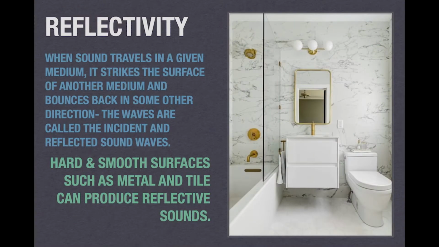The materials you're surrounded by also matter because they will determine the wave's ability to bounce around or to be absorbed. Hard and smooth surfaces, such as metal and tile, can produce reflective sounds. We call this reflectivity. When sound travels in a given medium, it strikes the surface of another medium and bounces back in some other direction. The waves are called the incident and the reflected sound wave. So the first wave is the incident wave, and then after it bounces off something, that's the reflected sound wave.